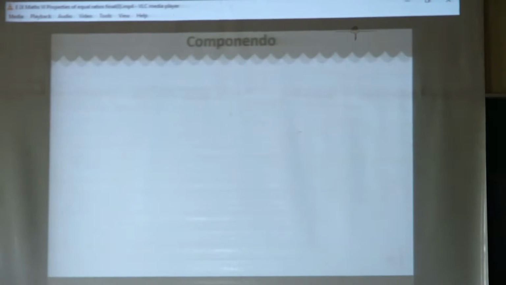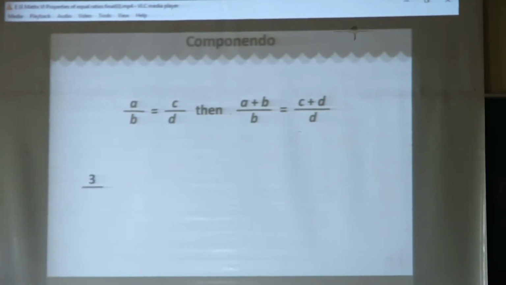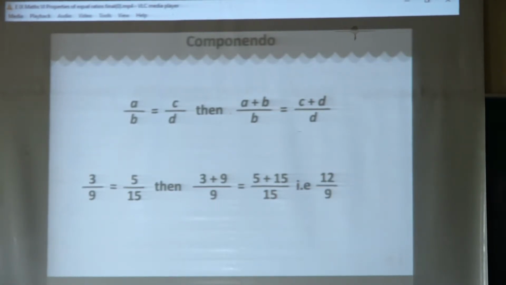Componendo. If A upon B is equal to C upon D, then A plus B upon B is equal to C plus D upon D. For example, if 3 upon 9 is equal to 5 upon 15, then by componendo, 3 plus 9 upon 9 is equal to 5 plus 15 upon 15. That is 12 upon 9 is equal to 20 upon 15.